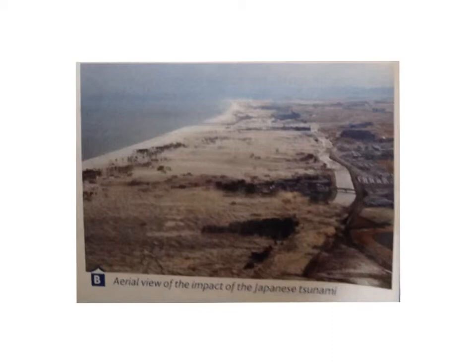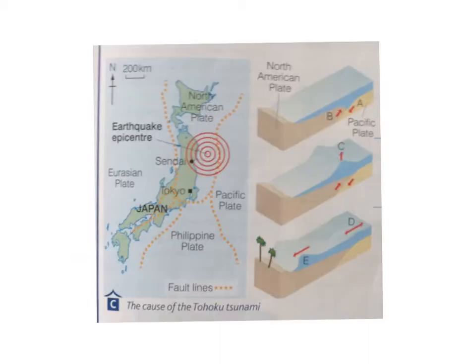This is a photograph here showing us the impact of the Japanese tsunami and how far that wave actually travelled inland, just wiping everything out in its path. So what caused this actual tsunami?